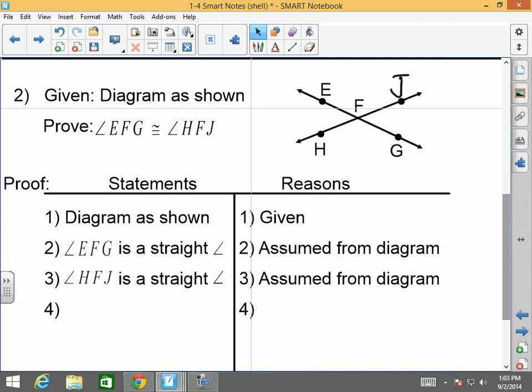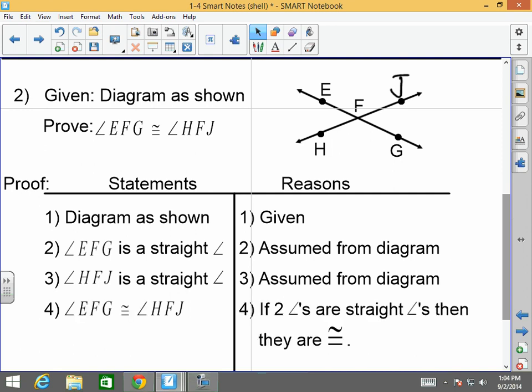Or we can just use theorem number 2. And what does theorem number 2 state? Why is EFG congruent to HFJ? Use theorem 2. What's theorem 2? Bam. If two angles are straight angles, then they are congruent.